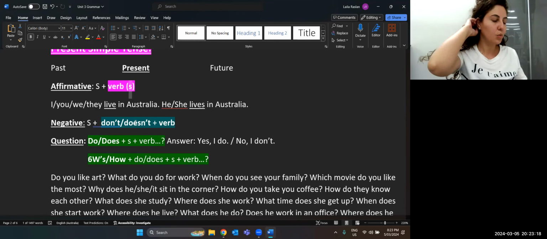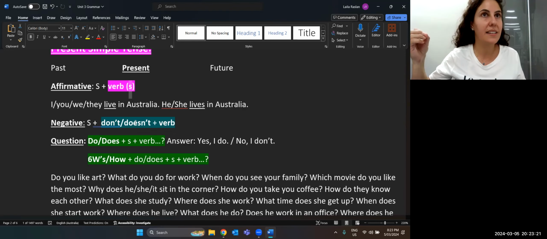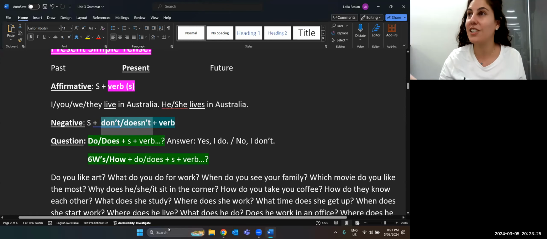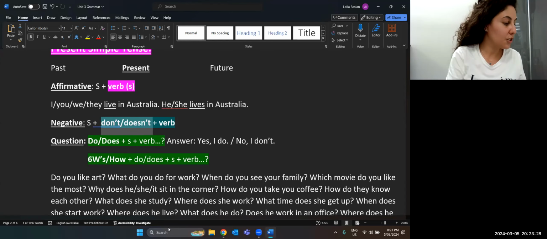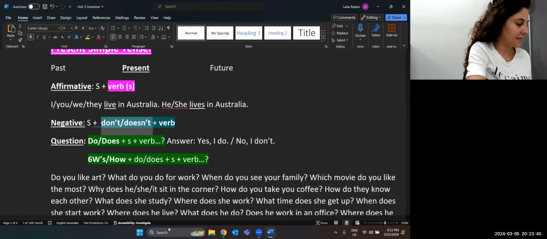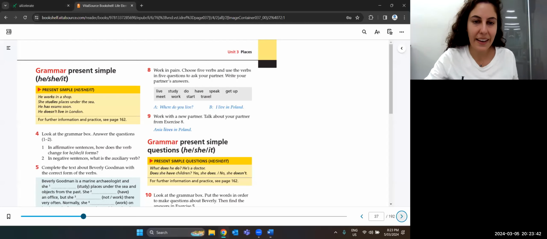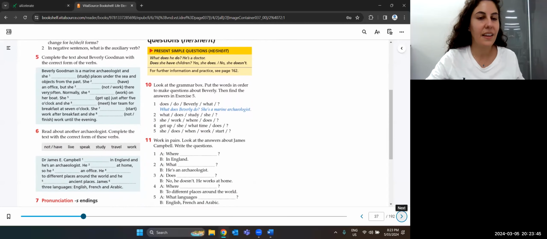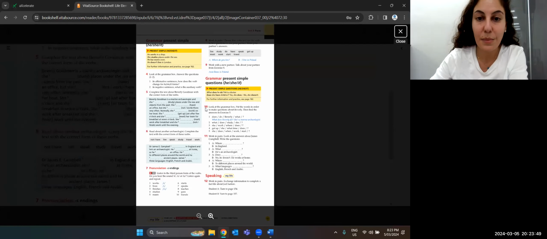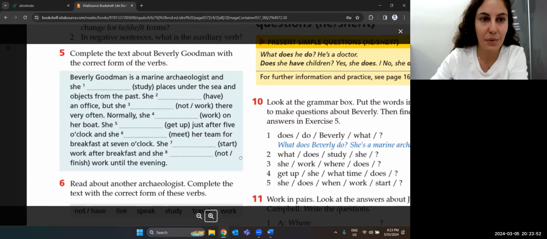And in a negative sentence, what is the auxiliary verb? That means what is the helper verb? Negative. So not the main verb. What is the auxiliary verb? Don't or doesn't. Okay, don't or doesn't is how we make a negative. So let's look back at this paragraph. And we're going to add in the verbs in the present simple. So this is a very good example.